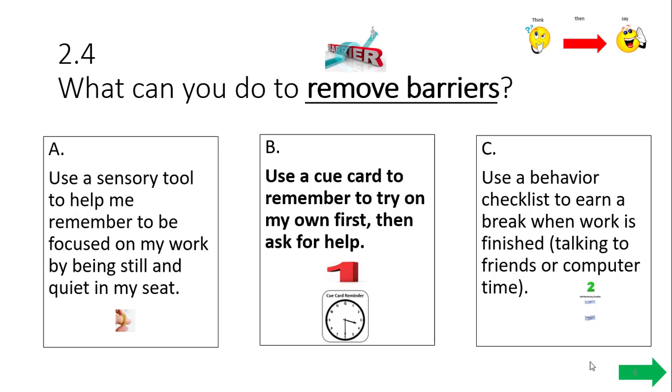So what can you do to remove those barriers? Isaiah, point to B. B is your correct answer. Using a cue card tool to try on my own and remember to ask for help. It helps us to remember to try on your own and then remember to ask for help. So the cue card tool is the one you're working on.